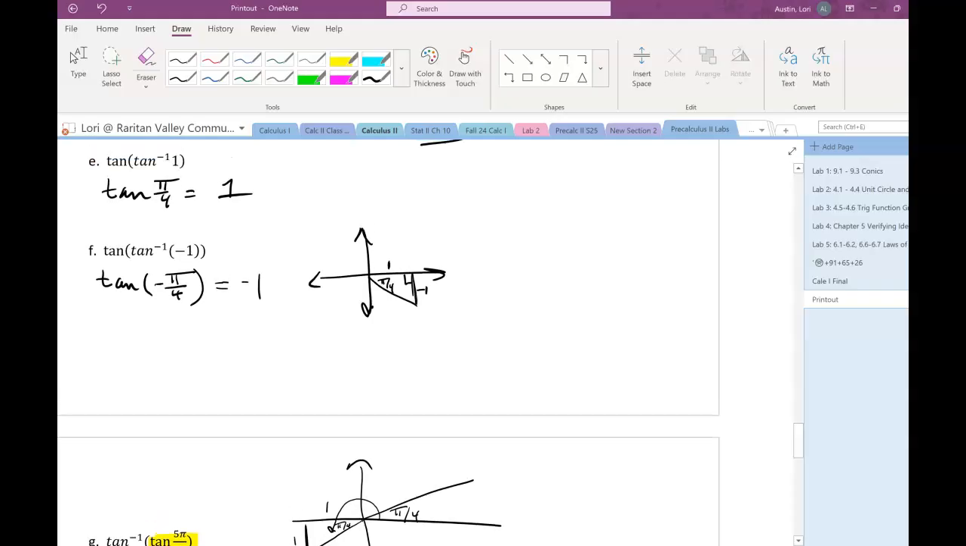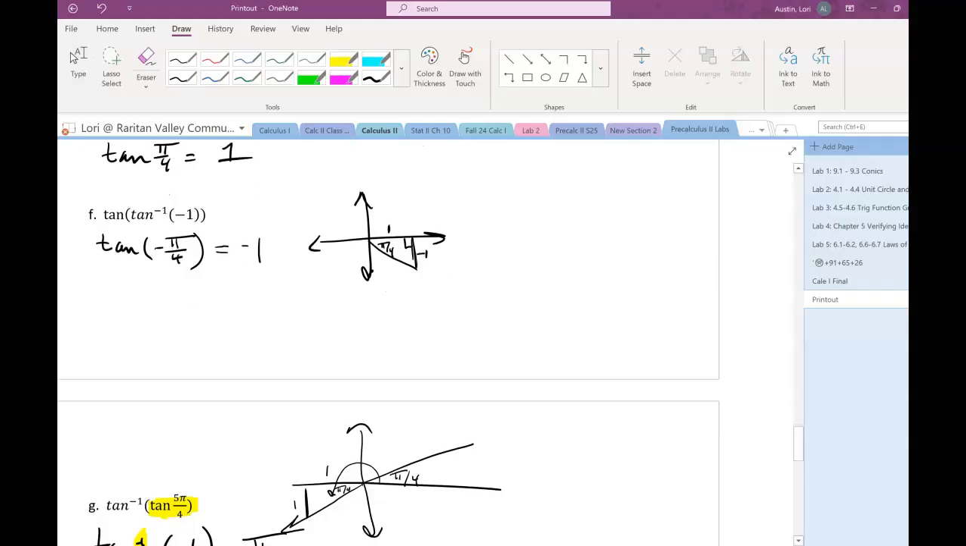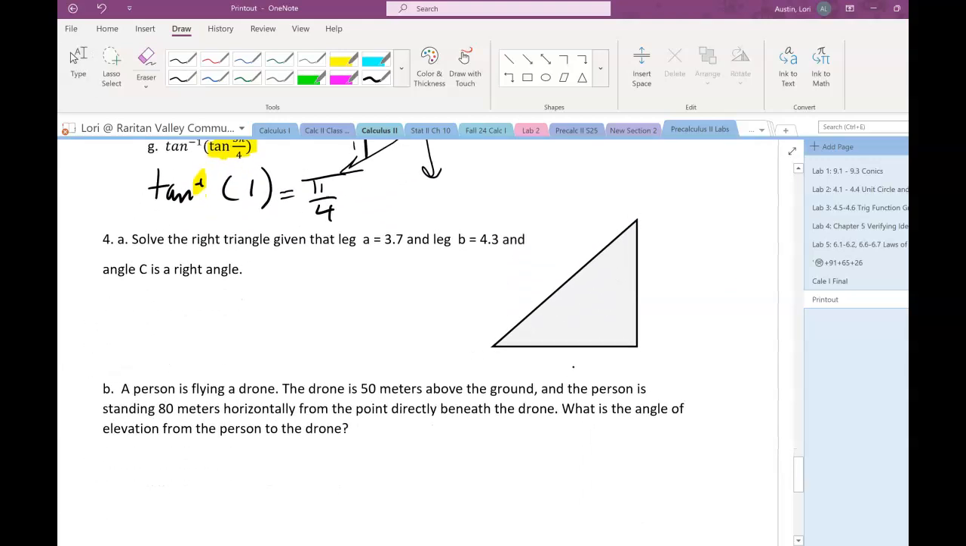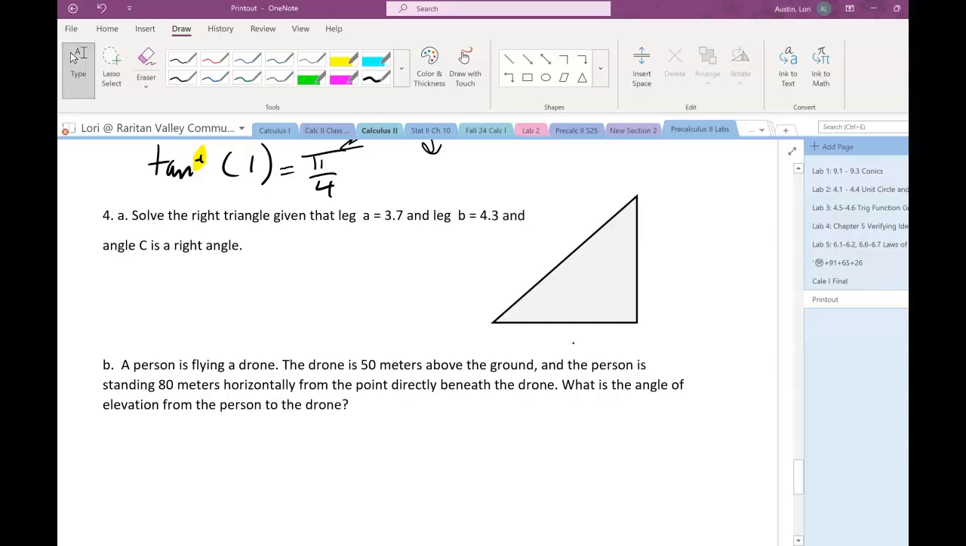My point is, sometimes the tan and the tan inverses will cancel each other out, like these two did. They both became the same answer, -1, not a problem. In this case, tan inverse of tan does not go back to 5 pi over 4 because of that restricted domain. It actually ends up at pi over 4. Okay? All right.